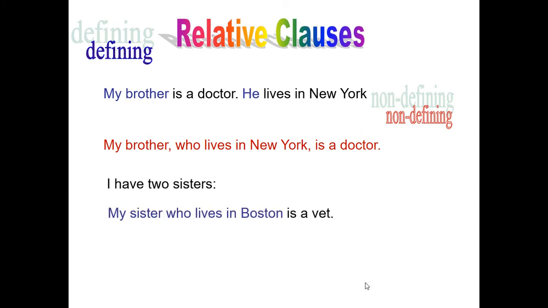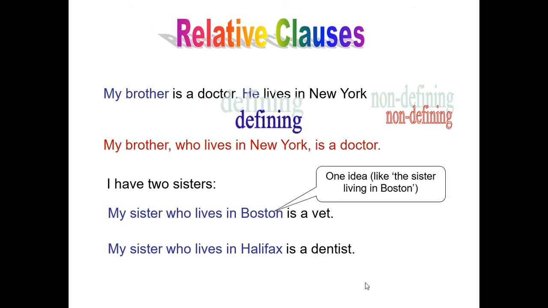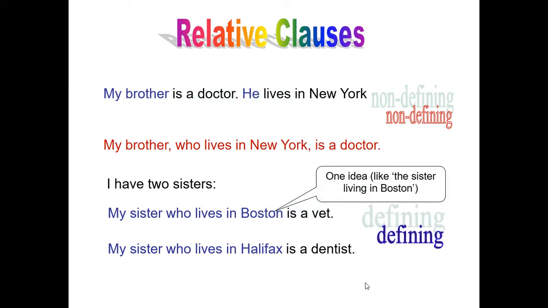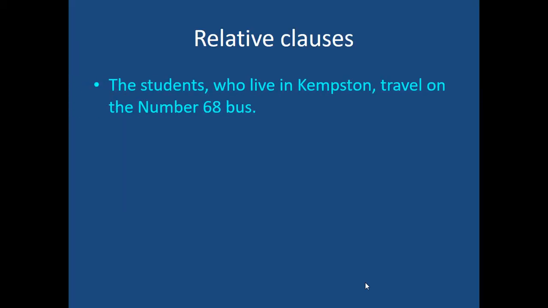Look at these two sentences. My sister who lives in Boston is a vet, and my sister who lives in Halifax is a dentist. If we take out the who lives in Boston, who lives in Halifax, we get my sister is a vet and my sister is a dentist. It sounds like I've got one sister who has two jobs. So this is called a defining relative clause. And the reason it's called a defining relative clause is because we need the who lives in Boston to understand which sister we're talking about. Okay, it's like saying my Boston sister and my Halifax sister, but that's just where they live, so that doesn't define them, does it?